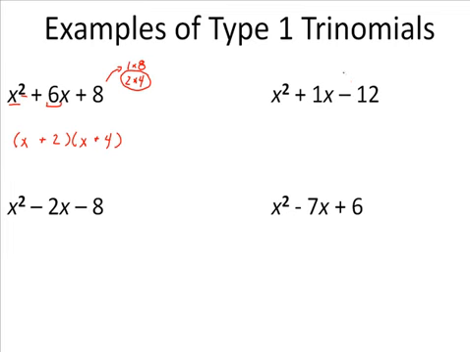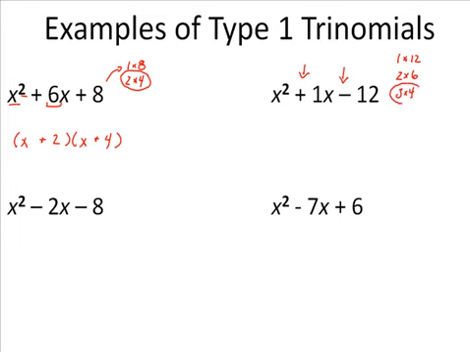The next example is a little bit different because I need two numbers that multiply together to make negative 12, but that add together to make positive 1. So I know my numbers are going to have different signs if they'll multiply together to make a negative number. I'm thinking of all my factors of 12. And again, if this is going to take you a little while, just hit pause.